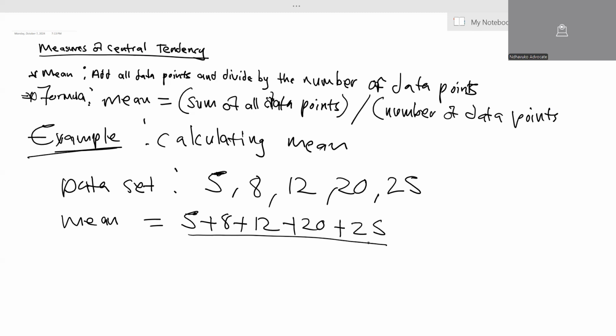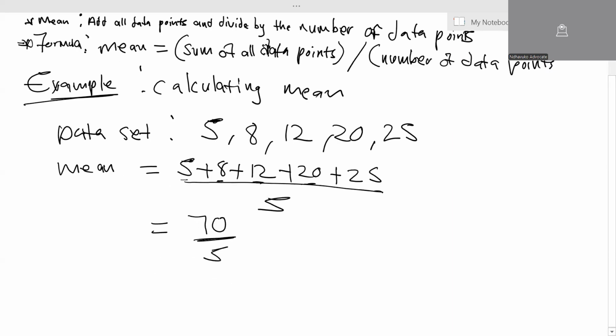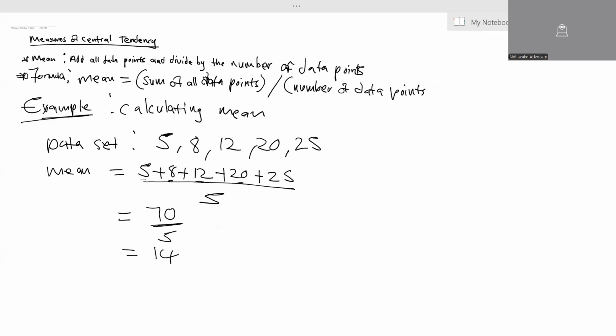How many data points do we have here? We have 5, which is 1, 8, which is 2, 12, which is 3, 4, 5. We have 5. So this number is divided by 5. Let's take a look at this number: 5 plus 8 plus 12 plus 20 plus 25. How much is this? This is 70. So it's 70 divided by 5. 70 divided by 5 is equal to 14. So the mean here is 14.